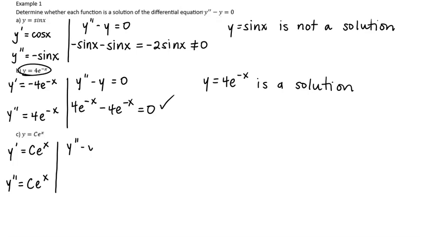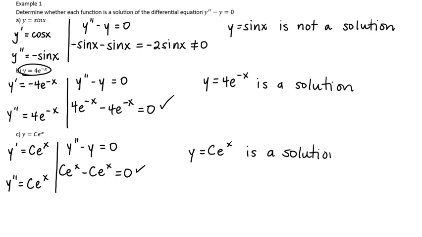Now I'm going to plug them into our differential equation. y double prime is ce to the x. From that we will subtract the original function, which is also ce to the x, and that does give us 0. So that tells us that the function y equal to ce to the x is a solution of this differential equation.